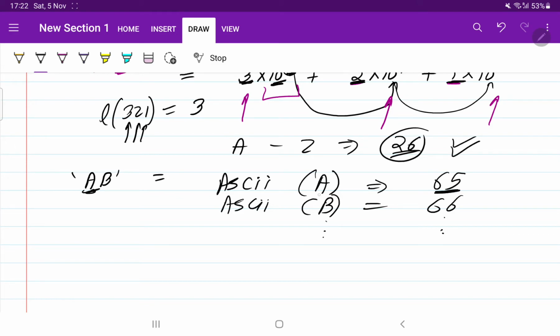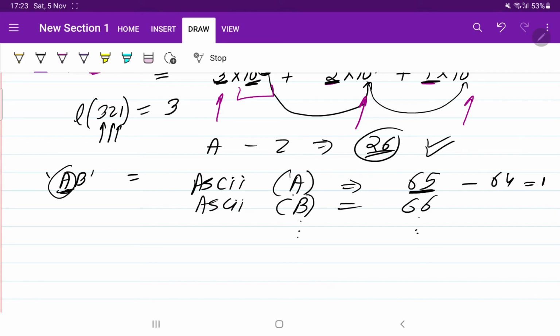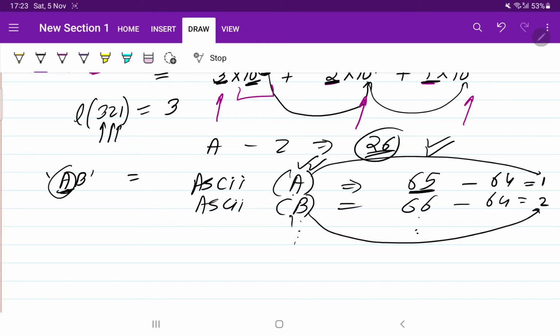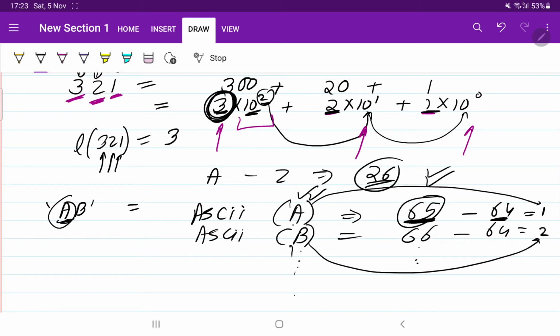So if you want the number 1 for A, what you can do is subtract 64 from its ASCII value, and you will get 1. So for A you will get output 1, and for B you will get output 2, similarly for the rest of the letters. It means first of all you need to find the ASCII value of the letter, then subtract, and then we will get our digit.